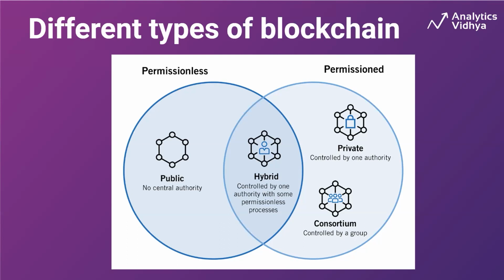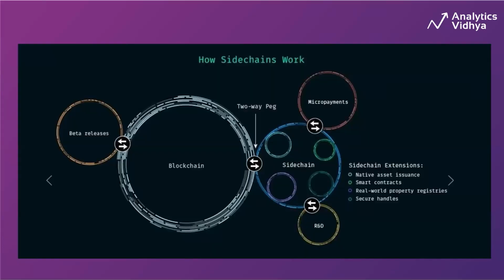As examples of public blockchains, you have Ethereum, Polygon, Solana. In private blockchains, there are Cosmos, Ripple, all those. In consortium, they have Hyperledger, and in hybrid, they have Cardano. Is there any question until now?